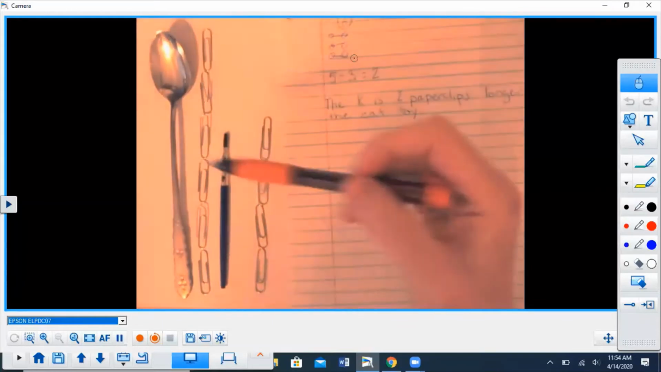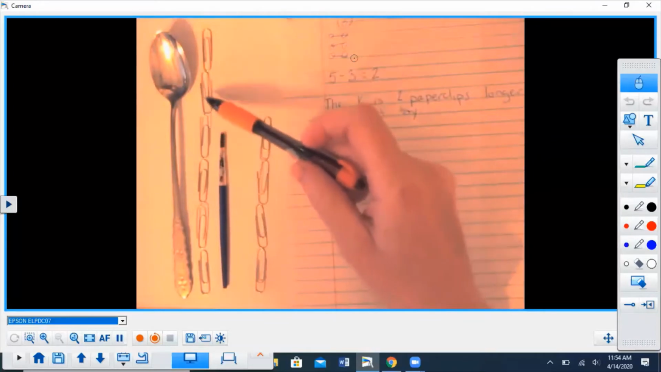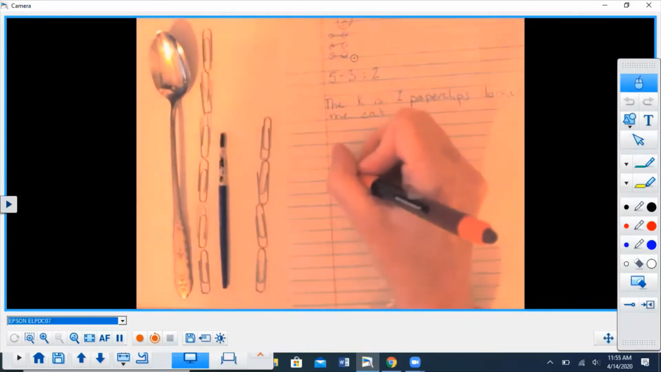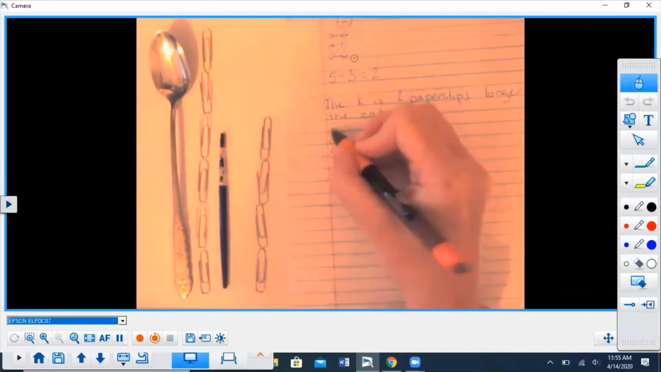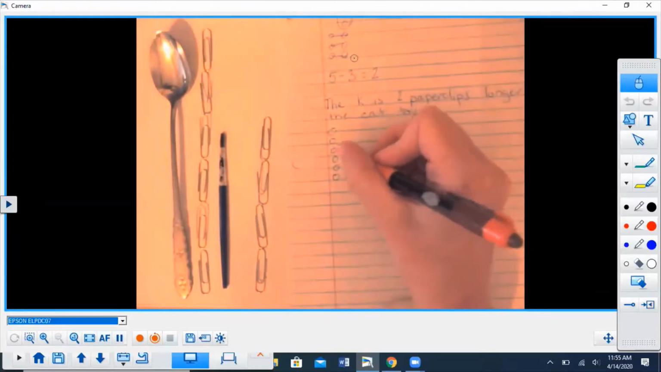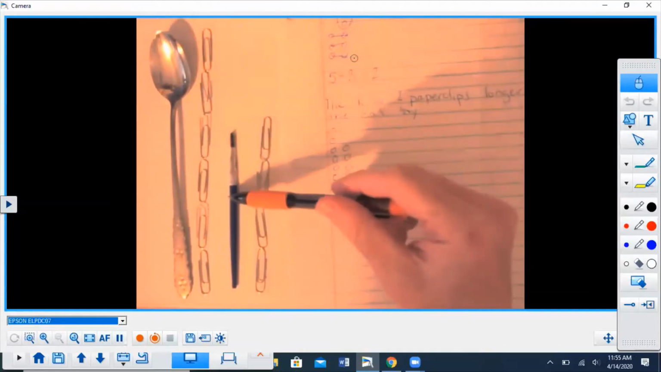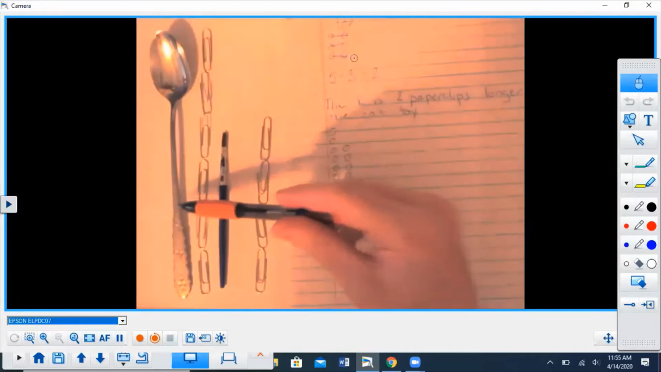Let's start with the spoon. How many did we say there were? 6. We have 1, 2, 3, 4, 5, 6. And then the paintbrush has 4, you were right. We did longer for the first one, so shorter. How many paper clips shorter is the paintbrush than the spoon? Now we have to compare them. They both have 1, they both have 2, they both have 3, and they both have 4. The extra, so how many shorter? What is missing? You got it, the 2.